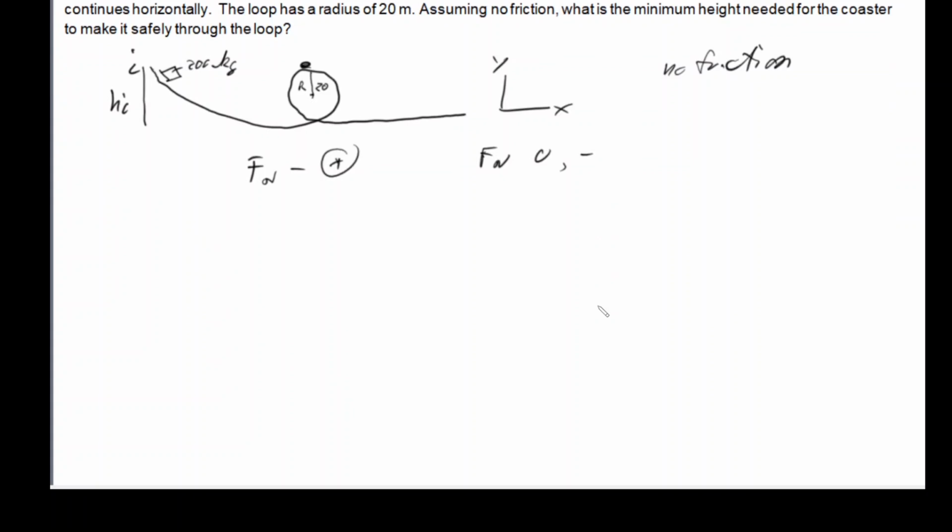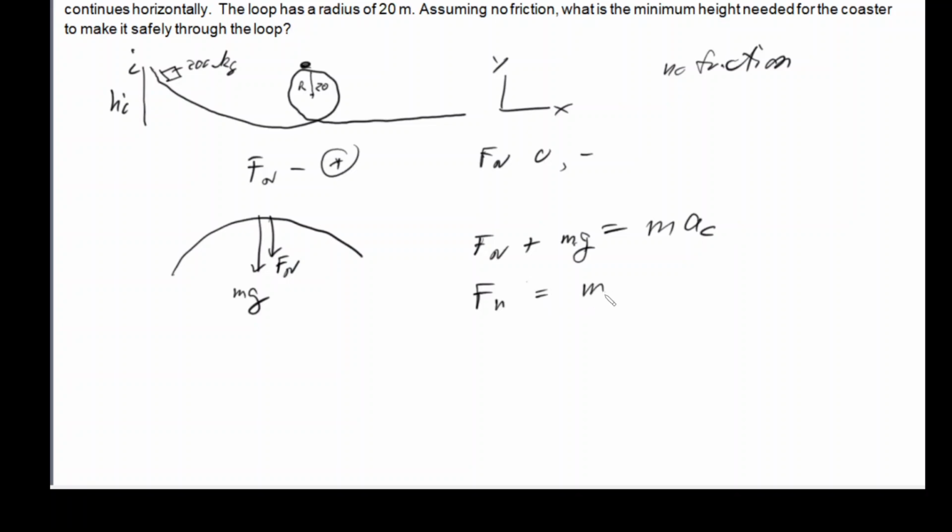So let's look at that normal force. If this is the loop, we have the weight of the coaster, mg, and we have the normal force, Fn. And note that the weight and Fn are centripetal forces. And if we use Newton's second law, we find that Fn plus the weight is equal to the mass times the centripetal acceleration. Or Fn is equal to mass times centripetal acceleration minus g.